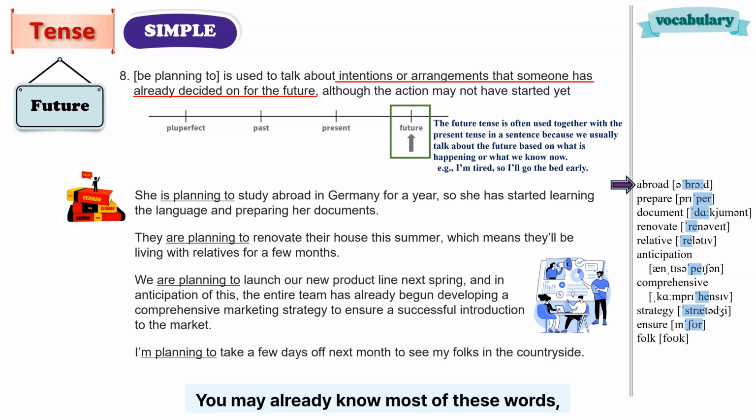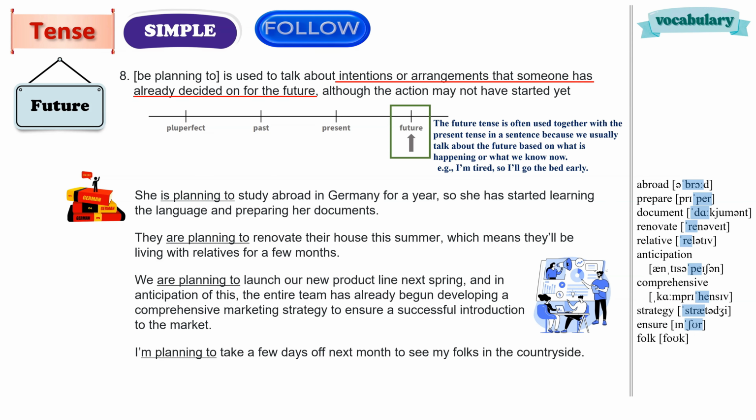You may already know most of these words, but unless you know where the stress falls, you can't say you truly know the word. She is planning to study abroad in Germany for a year, so she has started learning the language and preparing her documents. They are planning to renovate their house this summer, which means they'll be living with relatives for a few months. We are planning to launch our new product line next spring, and in anticipation of this, the entire team has already begun developing a comprehensive marketing strategy to ensure a successful introduction to the market. I'm planning to take a few days off next month to see my folks in the countryside.